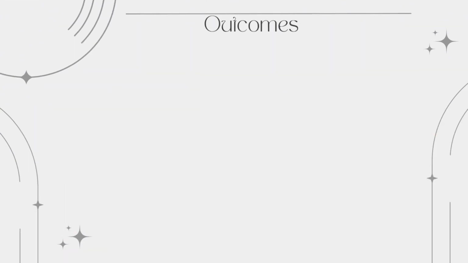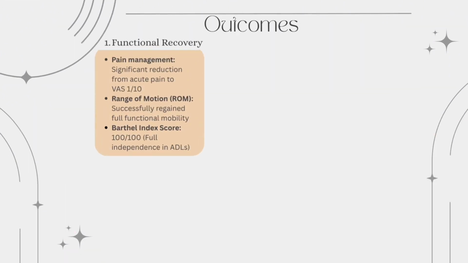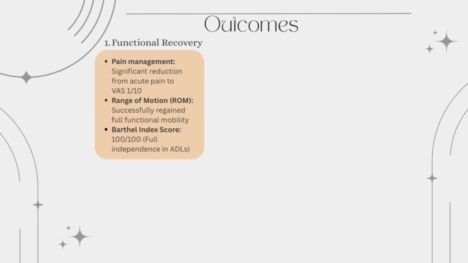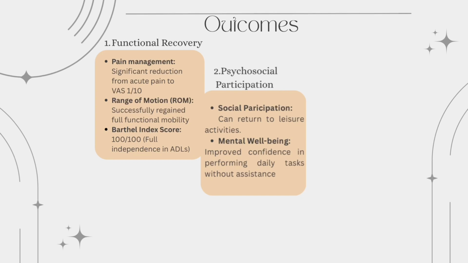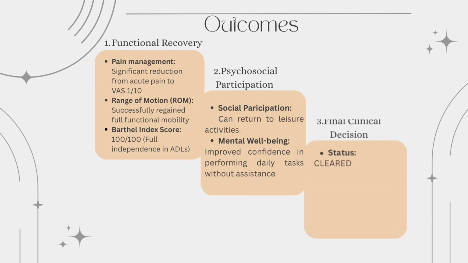Moving on to our outcomes and final decision, we have achieved 3 key milestones. First, functional recovery. The patient achieved a Barthel Index score of 100/100, indicating full independence in daily activities. We also observe a full range of motion and a significant pain reduction to VAS 1/10. Second, psychosocial participation. The patient has successfully returned to leisure activities like gardening and swimming, leading to improved mental well-being and confidence. Finally, the clinical decision.